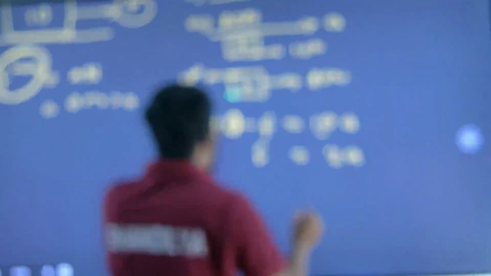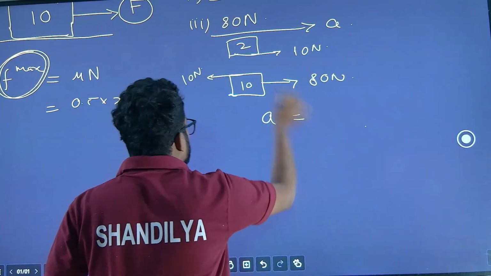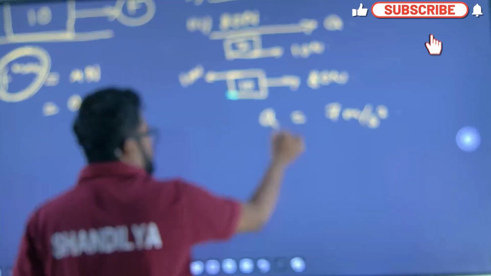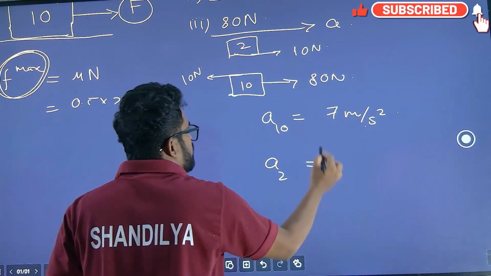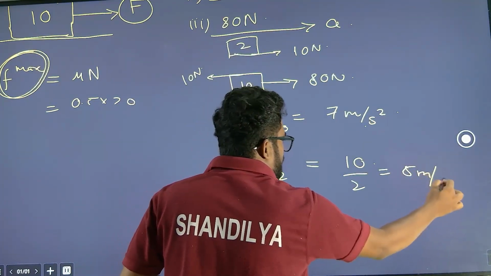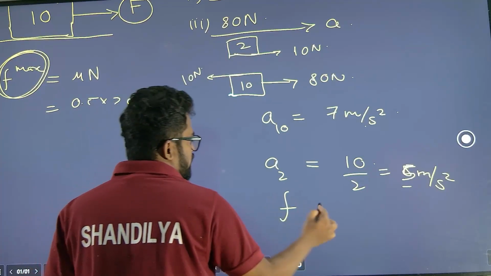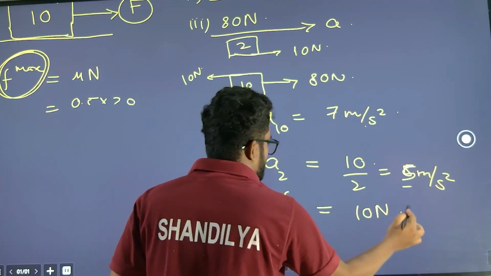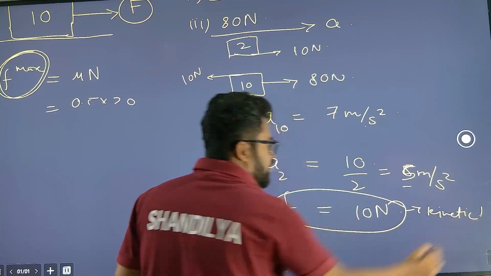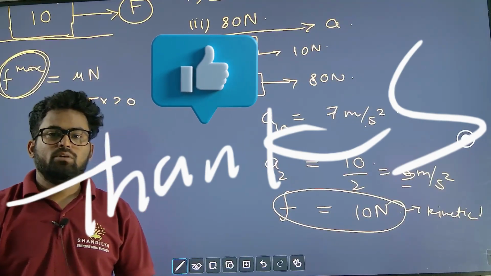So acceleration of this block would be how much? Acceleration of this block would be 80 minus 10 divided by 10, 7 meter per second square. This is the acceleration of the 10 kg block. Similarly, acceleration of the 2 kg block would be how much? Force by mass, that is 5 meter per second square. Both move with different acceleration, and friction between them would be kinetic friction, that is 10 Newton kinetic. Got it? So this is the detailed analysis of block over block problem.